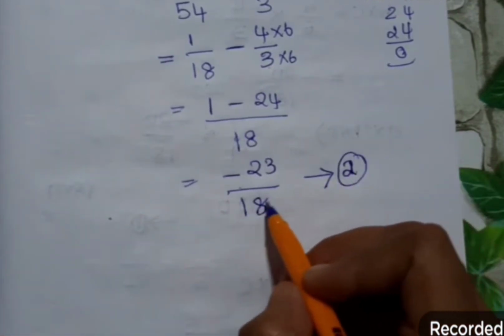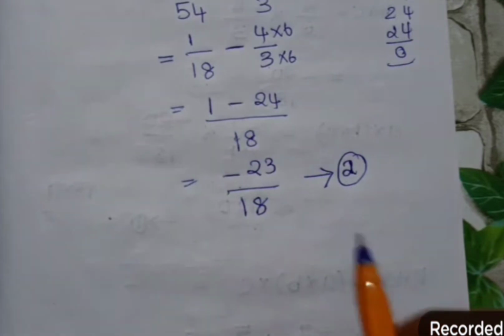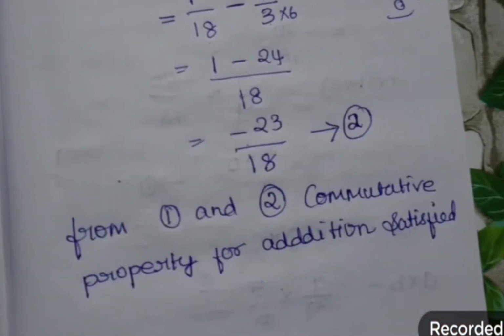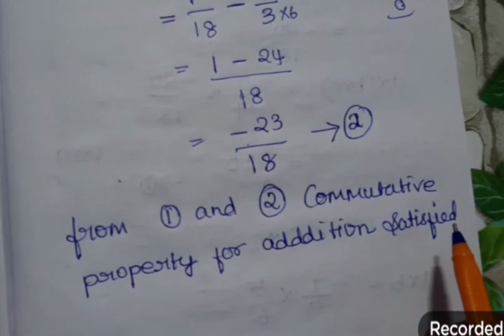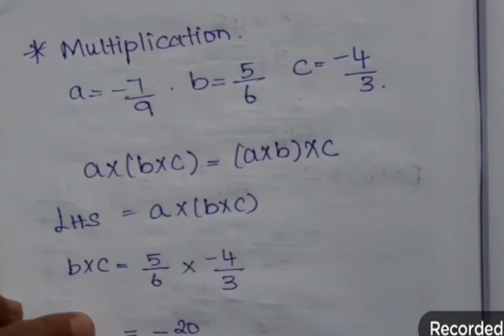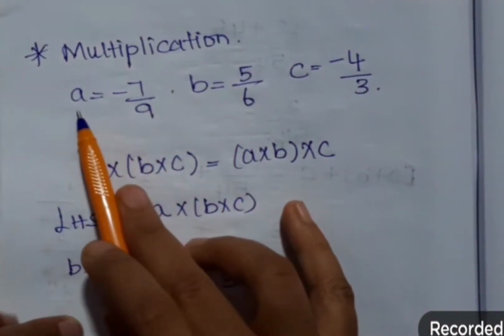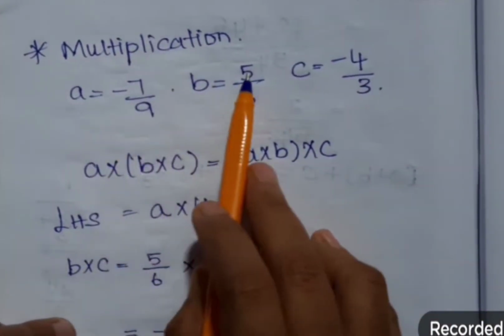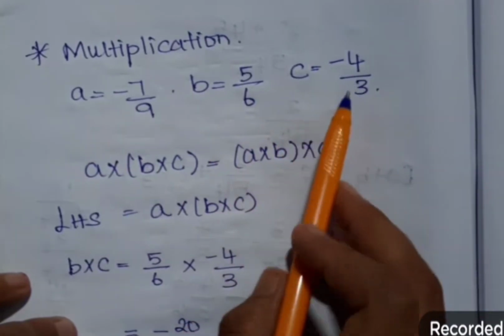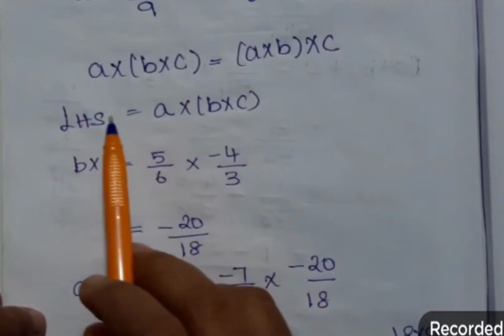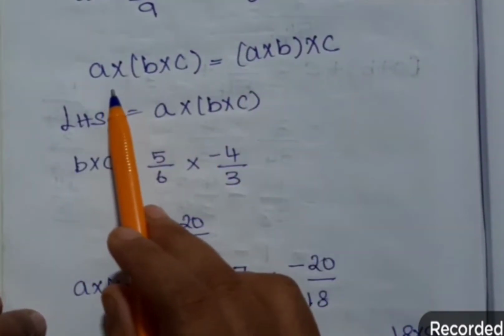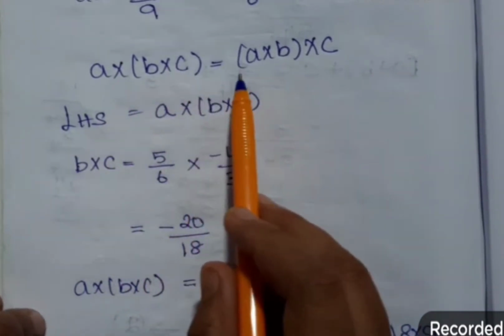Same answer is there in the first one, left hand side or not, you just check. It is same only. So first answer is minus 23 by 18. So from 1 and 2, the associative property of addition is satisfied. Now for multiplication, you check, A value, B value, C value taken, right? A into B into C is equal to A into B into C.